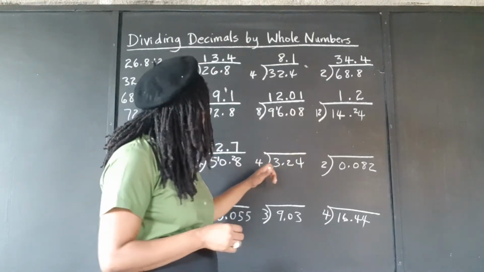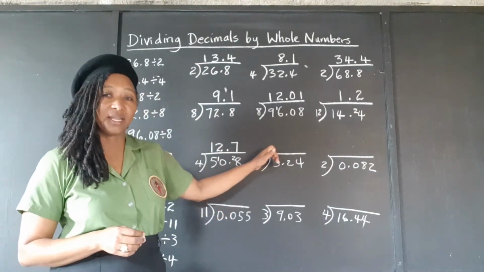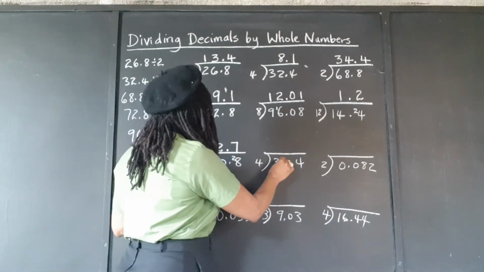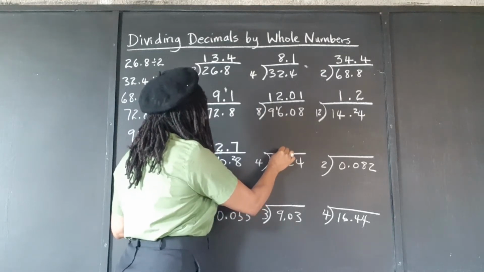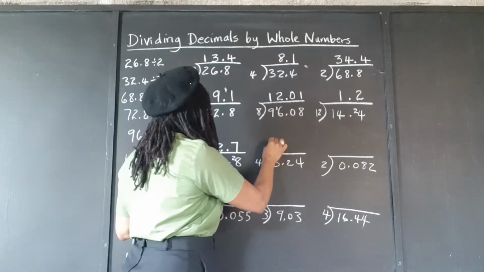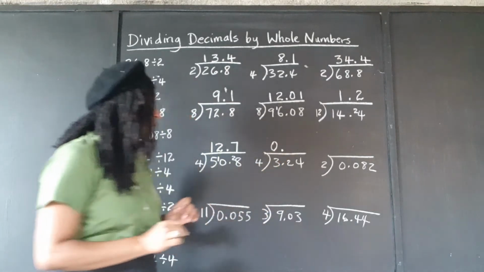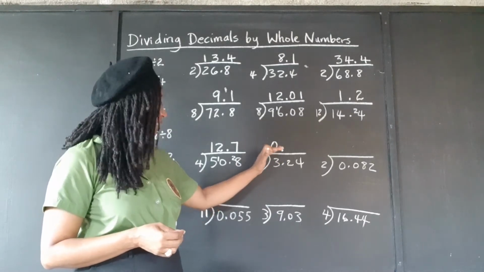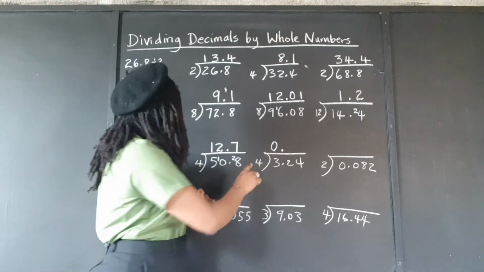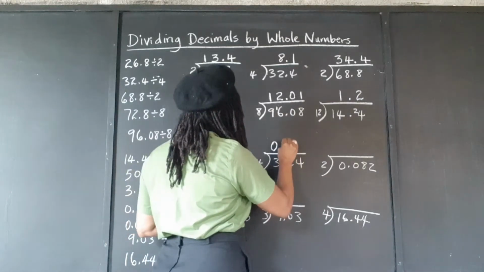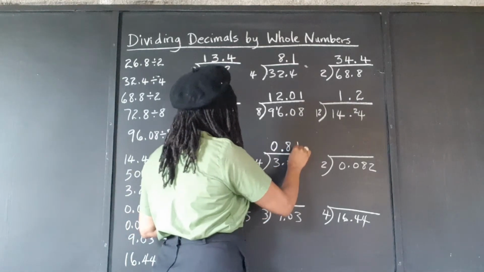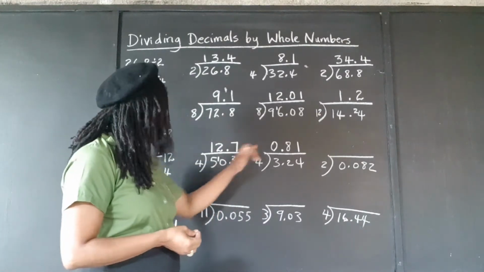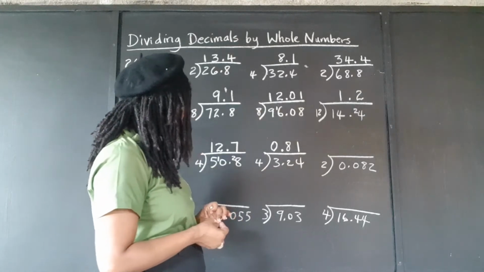Alright, now 4 cannot go into 3, so we're not going to put any number here. But since the decimal point comes immediately after it, we can put a 0 there in the ones place to indicate that there is no other whole number, just a 0 to fill that space. 4 into 32 goes 8 times, and 4 into itself goes once. So 3.24 divided by 4 gives a quotient of 0.81.